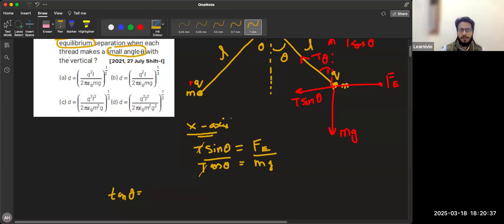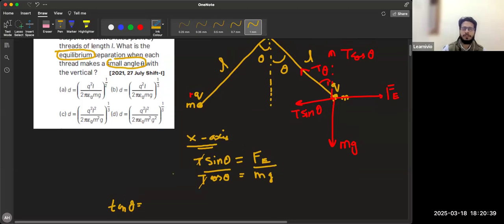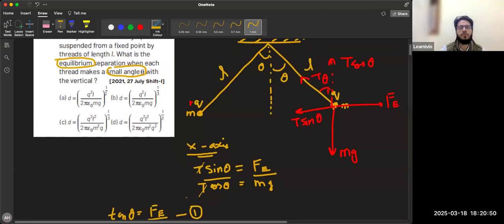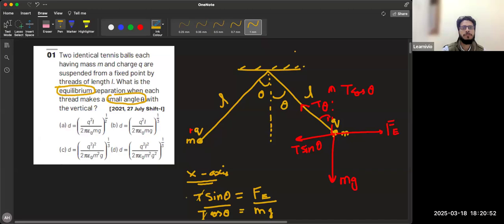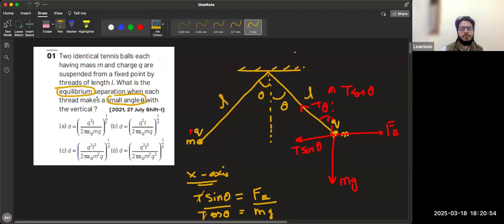Fe. Fe is electric force. To calculate this, it is Fe by mg. That is one equation. We are supposed to calculate the equilibrium where they make an angle theta with each other. So we are supposed to calculate this separation between them, and this separation is given as d.